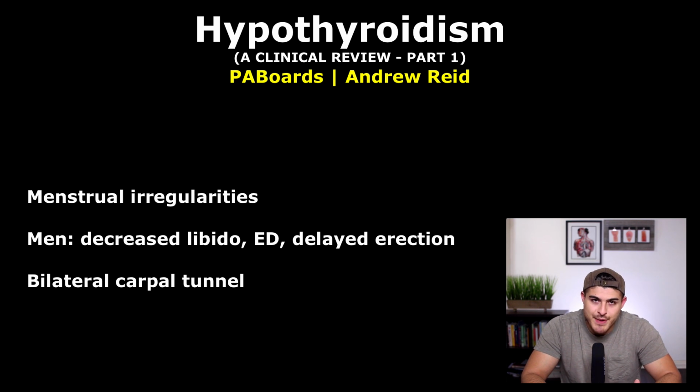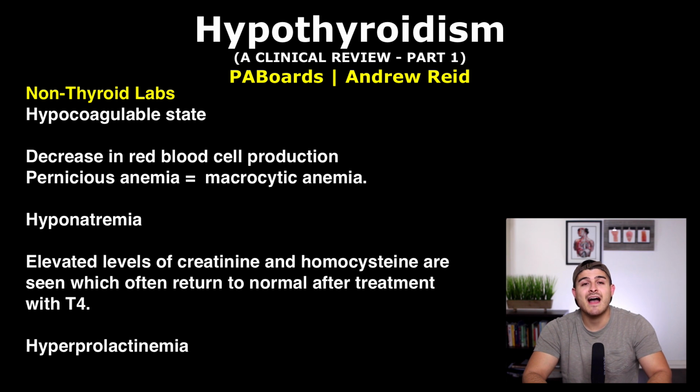So let's say you suspect hypothyroidism, right? Let's get into a little bit of the clinical features that are going to be seen on laboratory testing. Now, patients are going to have hypocoagulable states. This means they have increased risk of bleeding. Patients are also going to have a decrease in red blood cell production. This might lead to a normocytic, normochromic anemia.